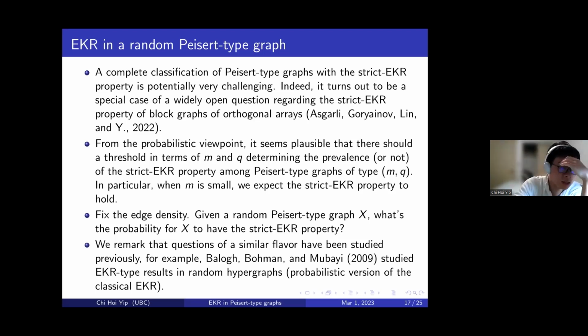So my idea is that maybe we can try to answer a weaker question, namely, maybe we can try to give an estimate on the number of Peisert type graphs with the EKR property.